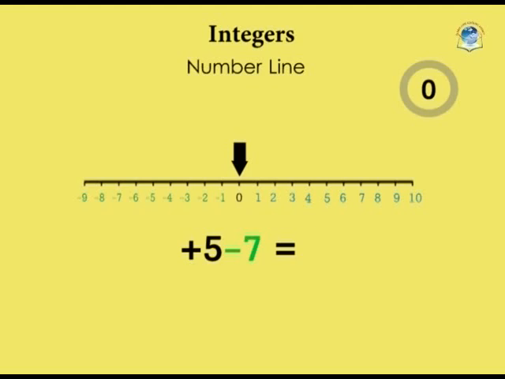To work this out, starting from 0, we move 5 steps towards the right. So 1, 2, 3, 4, 5. And then we move 7 steps towards the left. So 1, 2, 3, 4, 5, 6, 7. So we are at the number negative 2. And so 5 minus 7 is equal to negative 2.